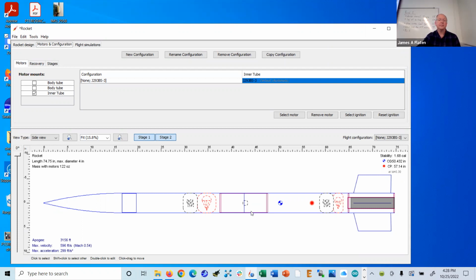And what happened to my static margin? It went from 3.2 down to, you read it? 1.6, 1.7. Is that still okay? That's probably still okay. Good.